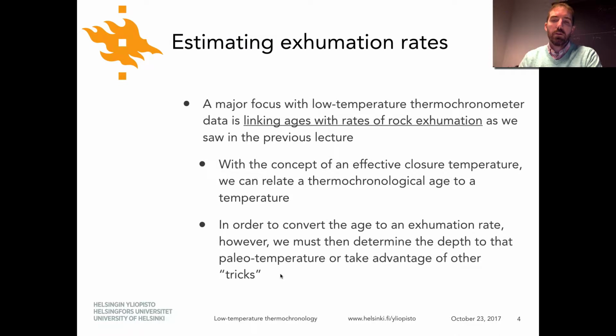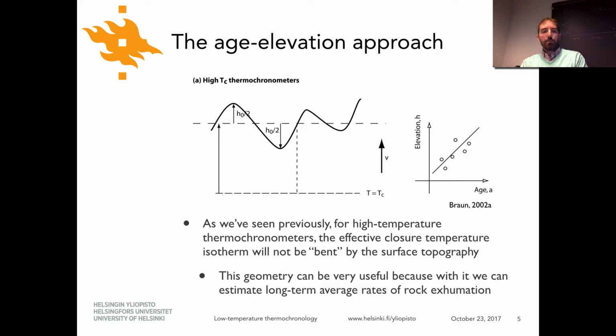Or we can take advantage of what I've called some quote-unquote tricks, which is just recognizing something about what the ages record and taking advantage of that. And this is just one such trick. So this is what's called the age elevation approach. If you've learned anything about thermochronology in mountainous areas, this may have been mentioned. This is kind of what was done. It's still done to some degree now. But this was really what was done back in the 70s and 80s when modeling thermochronometer ages was a little bit more difficult than it is today.